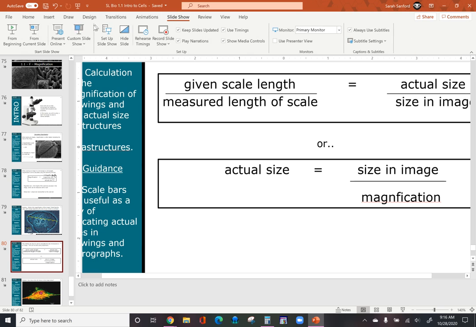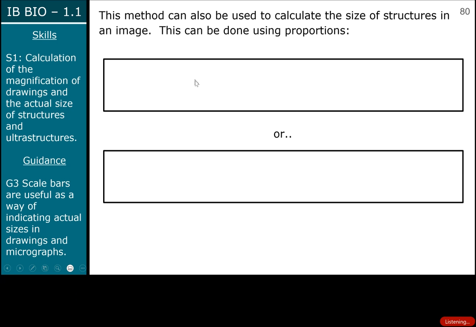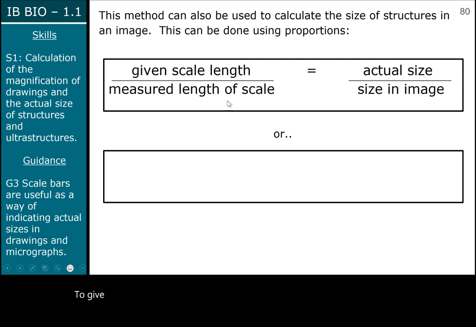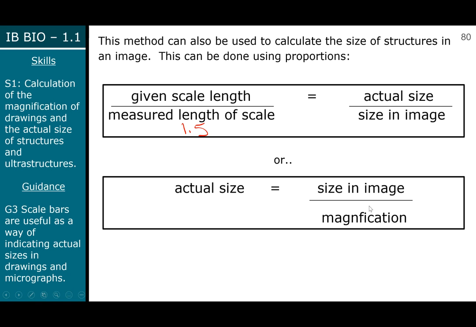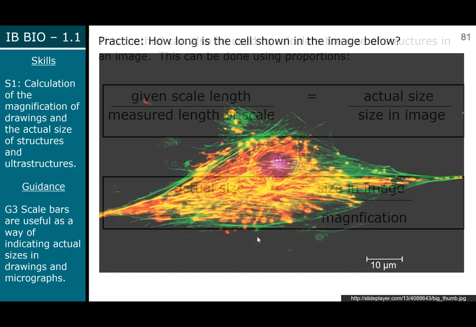Now you can rearrange that to give you a couple of different things, right? The given scale length divided by the measured length of the scale, right? So we measured the length. The measured length of our scale we said was 1.5, and the given scale length, if you have it, that's equal to the actual size divided by the size in the image. Or actual size equals size in image divided by magnification. So you can rearrange this any way you want. It sounds kind of complicated. Let's do another one for practice.